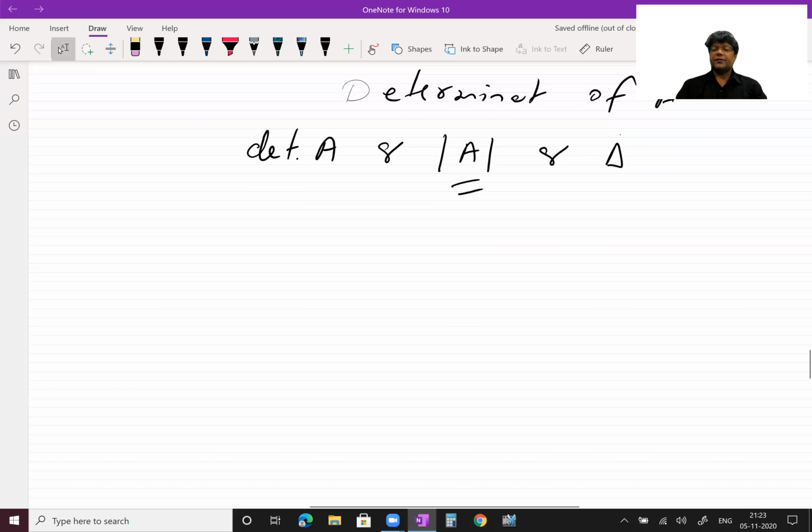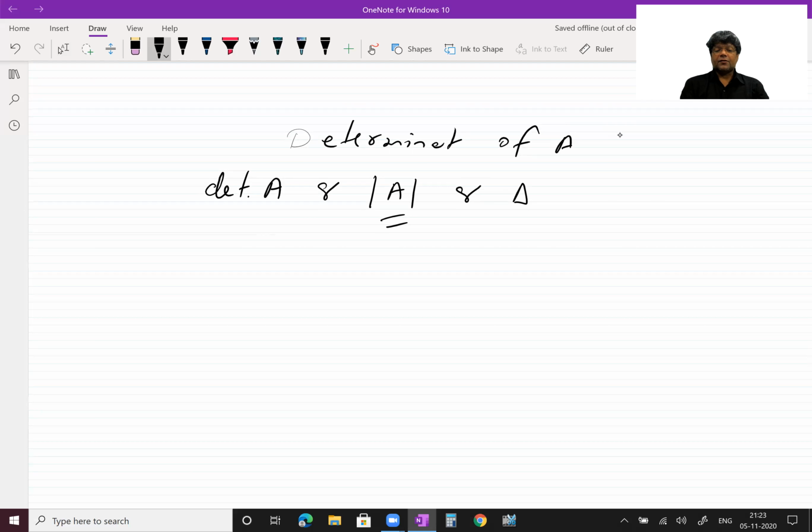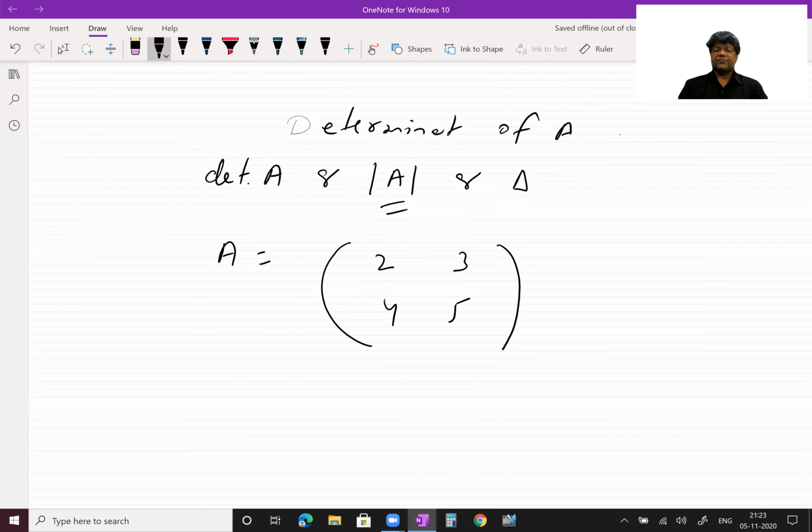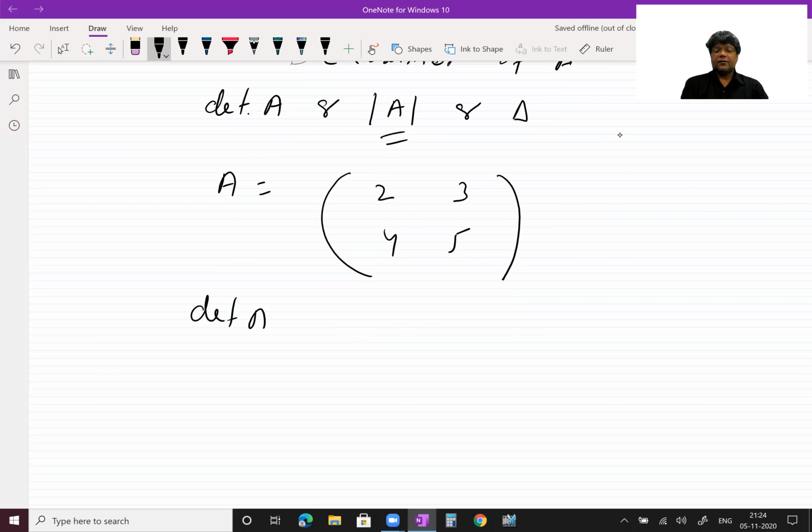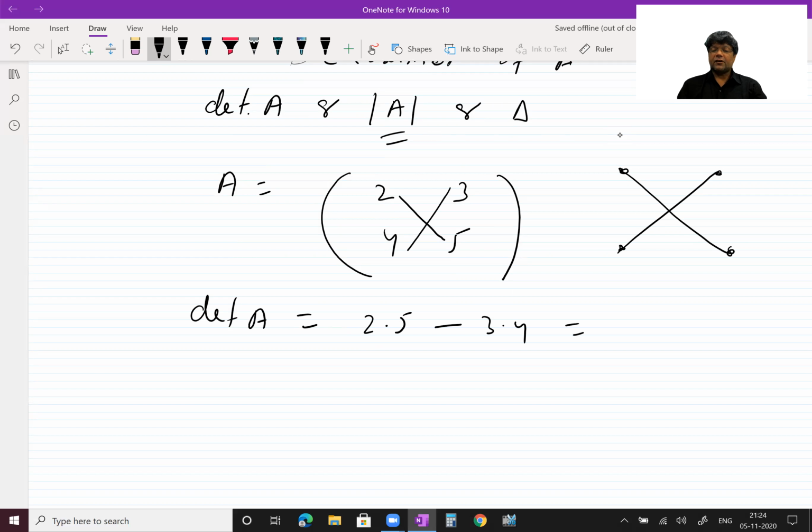Now, how to calculate? Suppose a matrix is of order 2, say 2, 3, 4, 5. Then det A will be equal to left into left minus right into right. That means here 2 into 5 first, then the minus sign, and then the right multiplication, 3 into 4. 2 fives are 10 minus 4 threes are 12 is equal to minus 2. This is the value of det A. So very easy. It looks like a 1 mark question because it is 2 by 2.